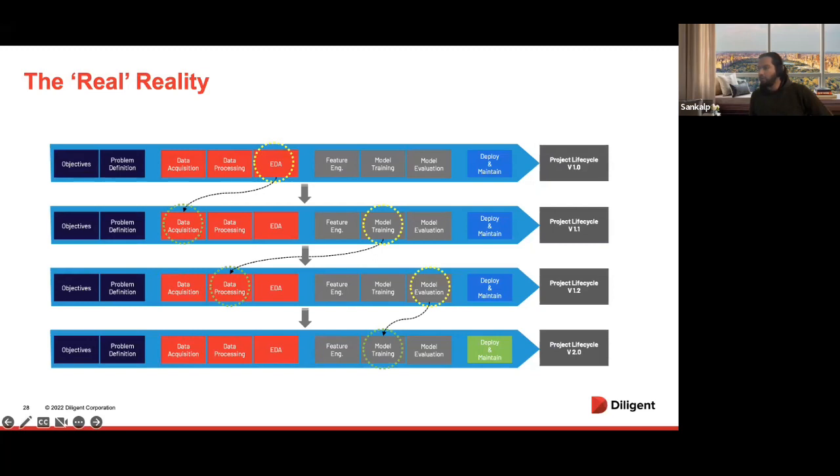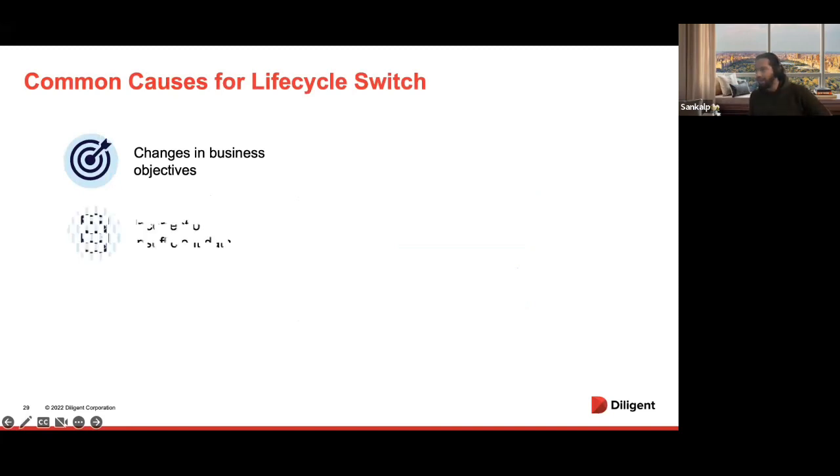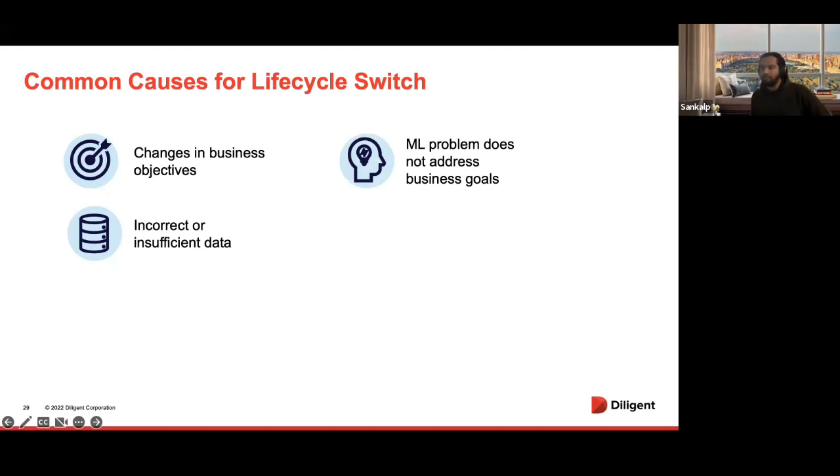So what would be some of the common causes for the life cycle switch, right? Well, there could be numerous reasons for that, but some of the most common ones, in my experience, are related to maybe there have been some changes in business objectives since the time you started development, right? Or the data is incorrect or insufficient, so as to have a subpar model that's not good enough, right? Or there could be another problem like the machine learning problem does not actually address your business goals, right? Or the exploration goes in the wrong direction.